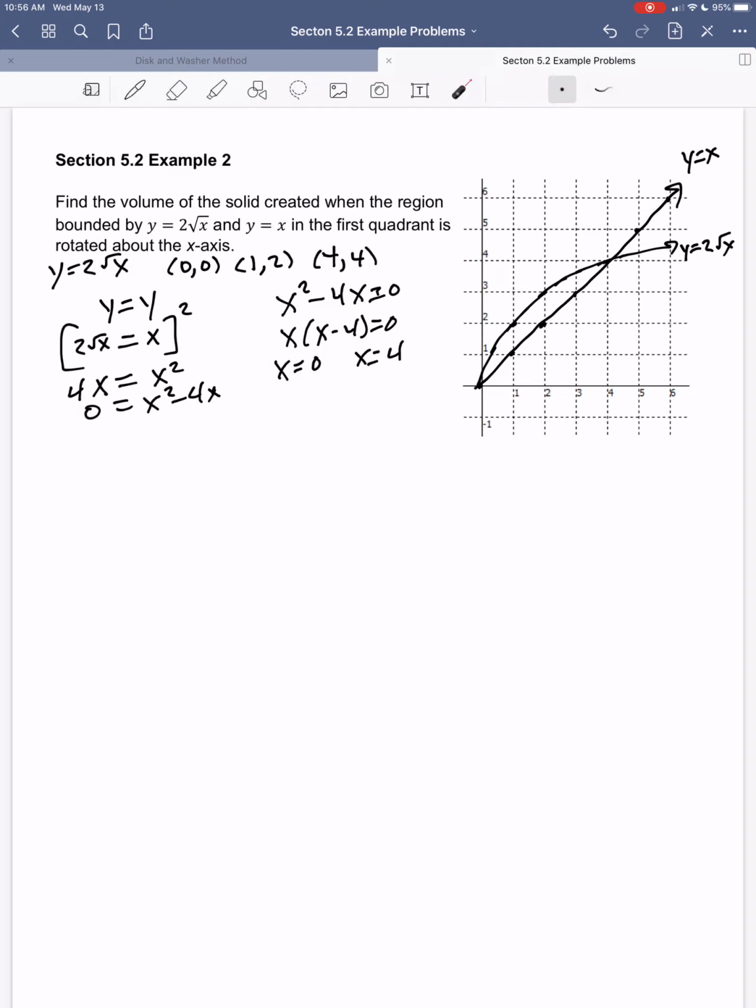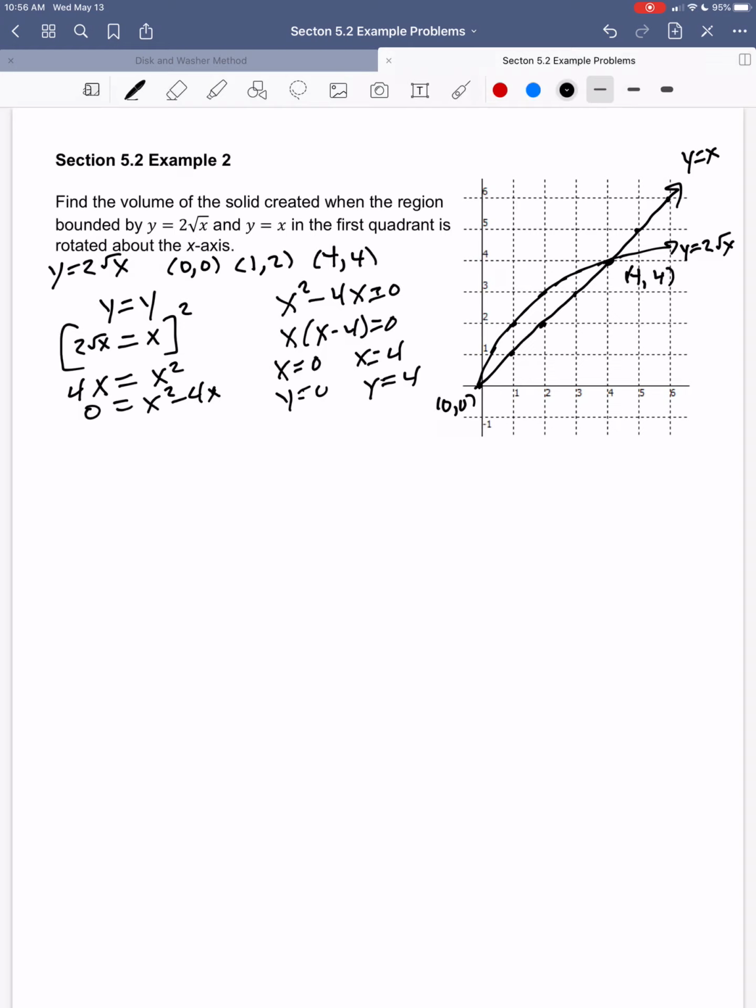To find the y coordinate, I could go back to either one of these equations, 2 times the square root of x or just y equals x. Right? So if x is 0, y is 0. If x is 4, y is 4. And we do have those points of intersection that we thought. We've got the point 0, 0 down here. And we've got the point 4, 4 up here.